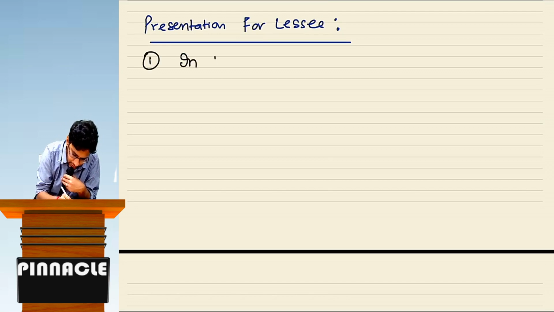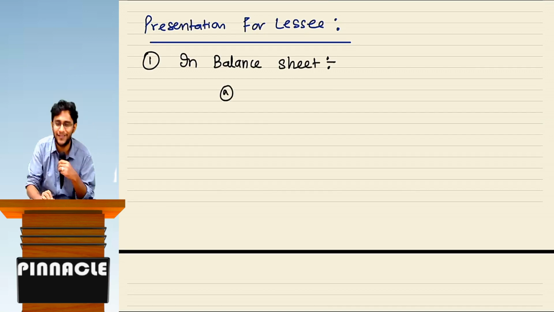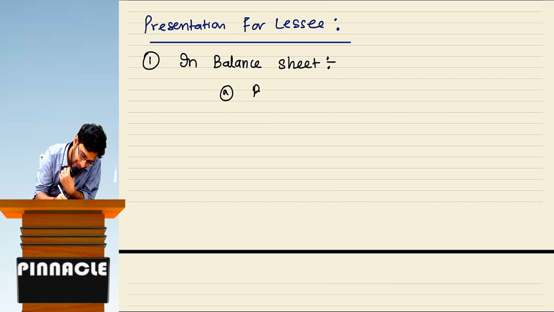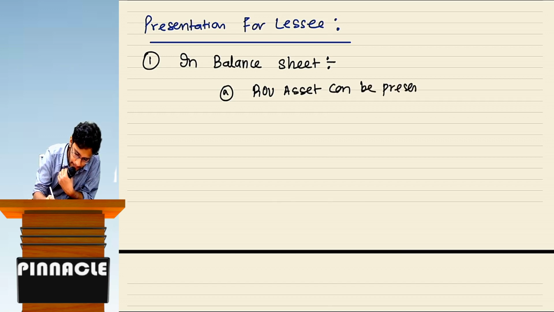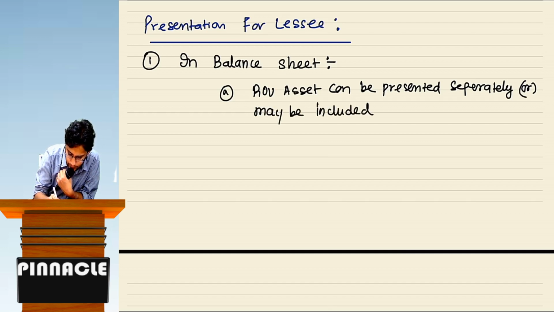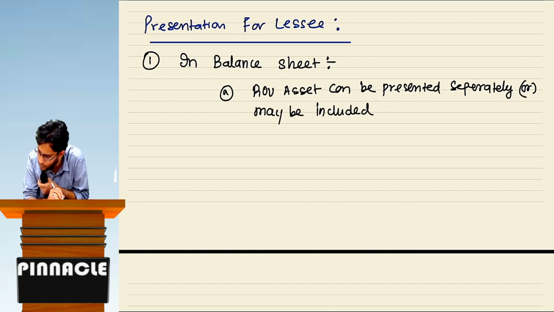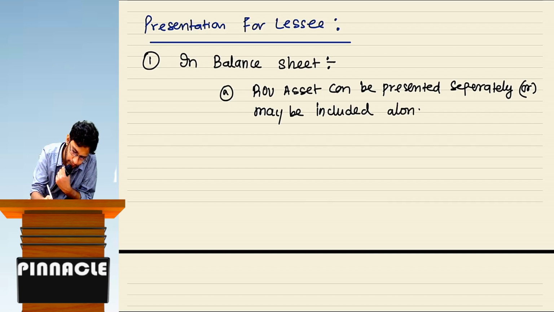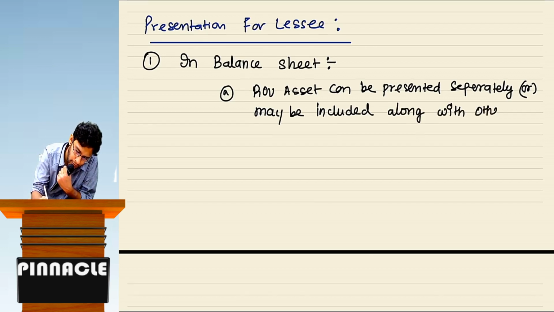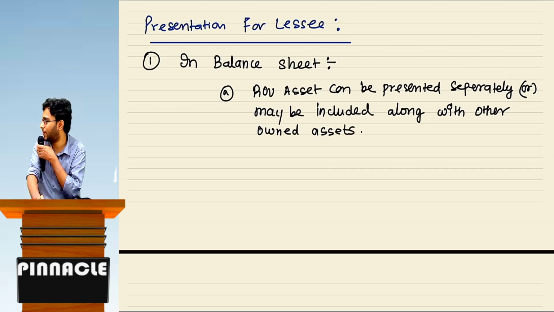Number 1, in the balance sheet. Heading means you write it like that. ROU asset can be presented separately or may be included along with other owned assets. Of course, it's implied that disclosure has to be given again.